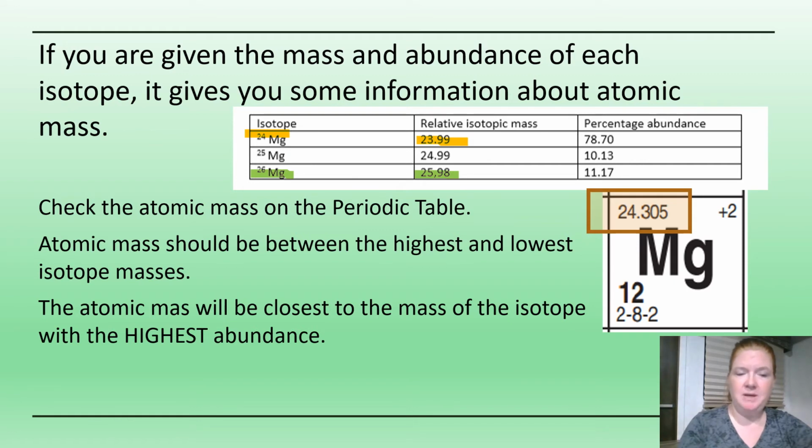Also, the atomic mass will be closest to the mass of the isotope with the highest abundance. So let's look for the highest abundance in percent right here. It's this one. So that means the atomic mass should be relatively closest to this, which is basically 24. And it is. The atomic mass of magnesium is pretty close to 24.